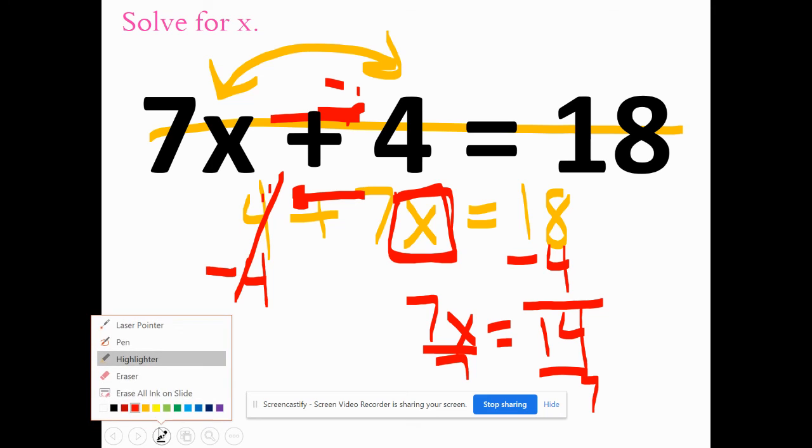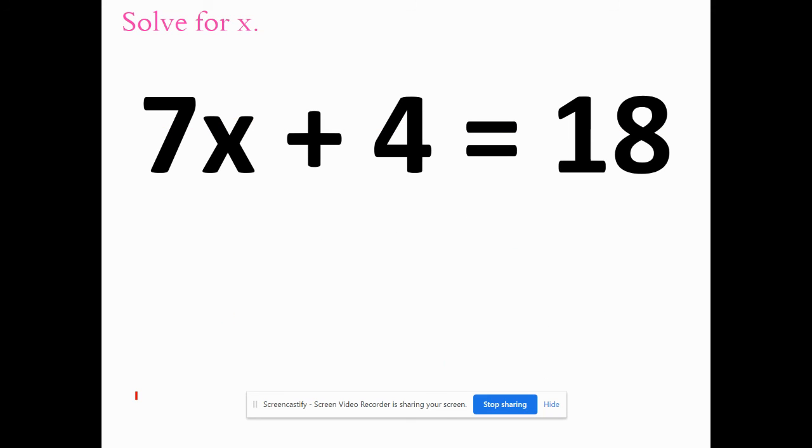Let's just do one more. Sorry, I got another thing. Let's do some with some negatives in here so you can see how those work.